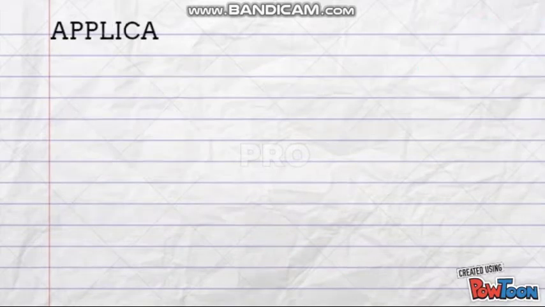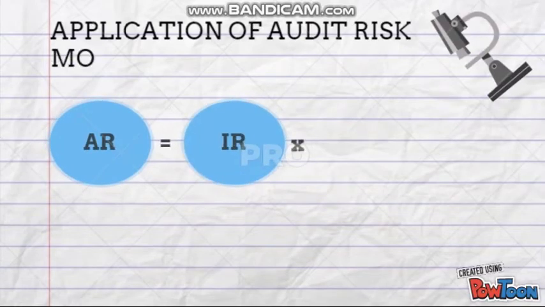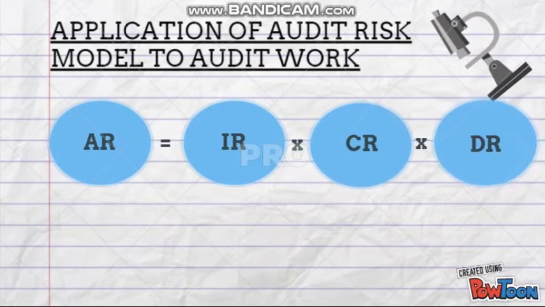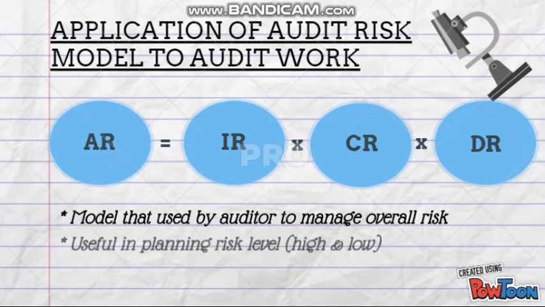Application of the audit risk model to audit work. Audit risk equals inherent risk times control risk times detection risk. This model is used by the auditor to manage the overall risk of an audit engagement. This model is useful when planning risk levels such as high and low.